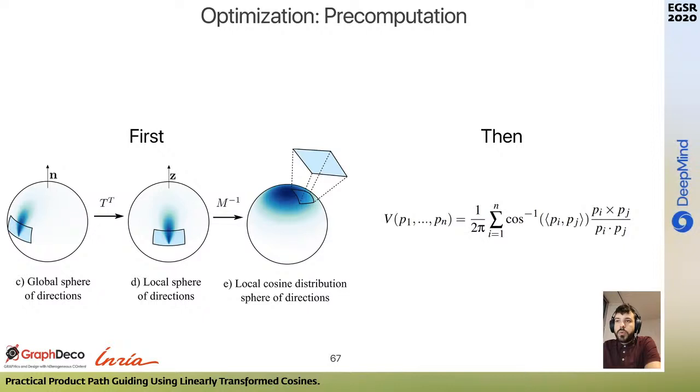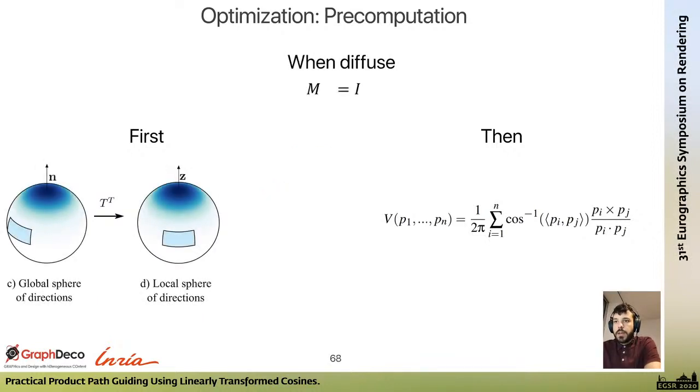Normally, we need to apply the 2 transformations that we mentioned to the polygon vertices and then compute this expensive expression. When the material is diffuse, then the LTC transformation is the identity matrix, so we are left only with the transformation that is an orthogonal transformation and takes us from the global sphere of directions to the local sphere of directions.